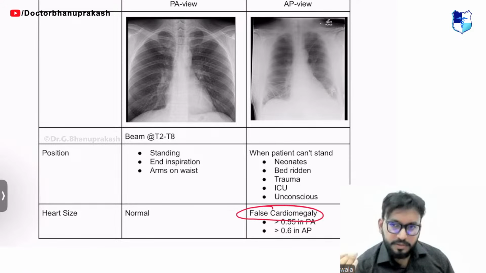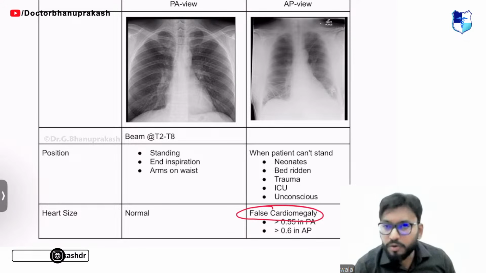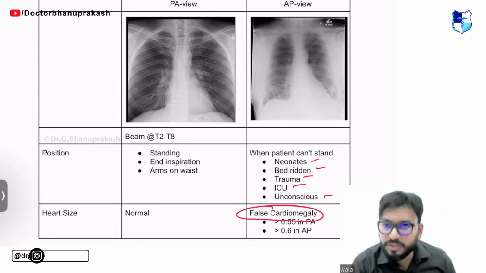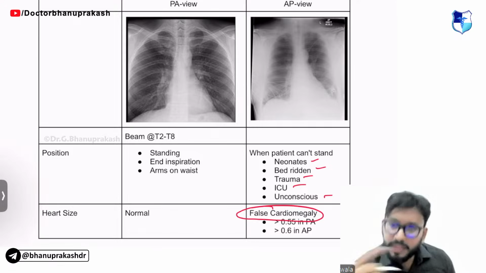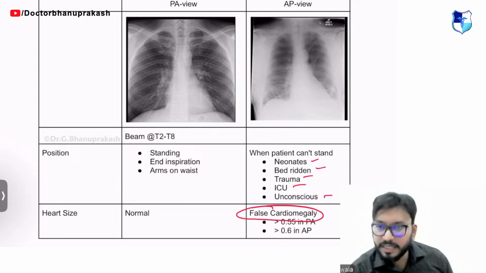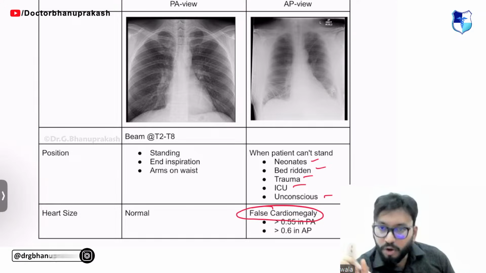In which patients would you like to do an AP view? In ones who cannot get a PA view done. Neonates, bedridden, trauma, ICU, unconscious. You cannot ask an unconscious patient to stand and get a PA view done, right? So in these patients we get an AP view done, because something is better than nothing. So we need to look at what's there on an AP view, but always PA view is preferred over an AP view.